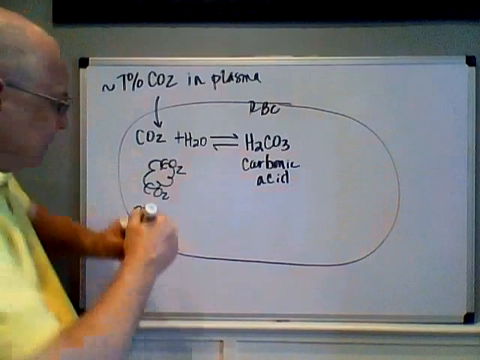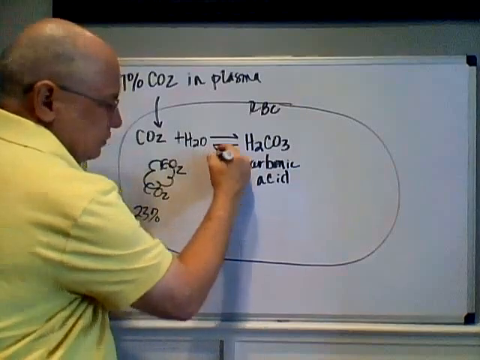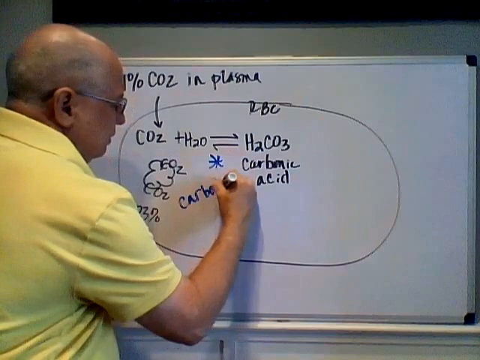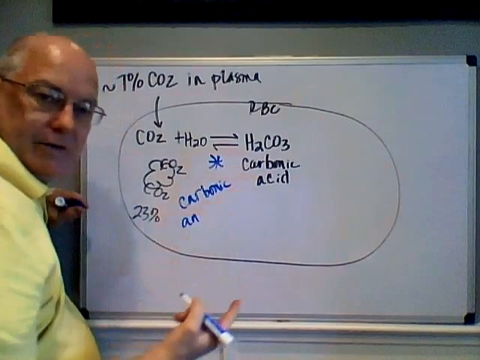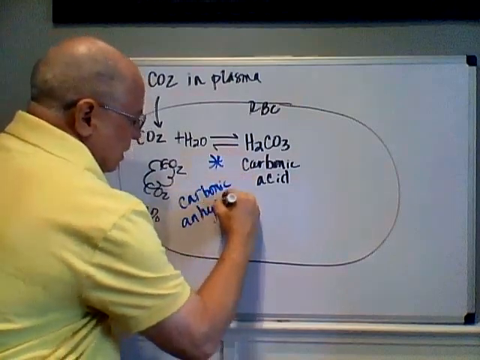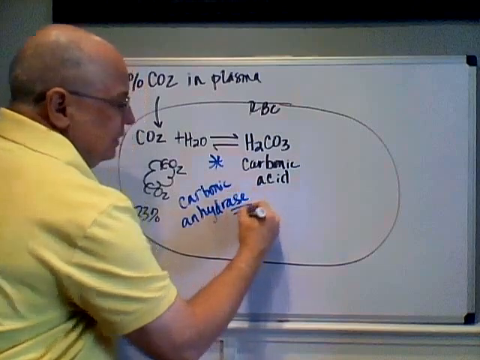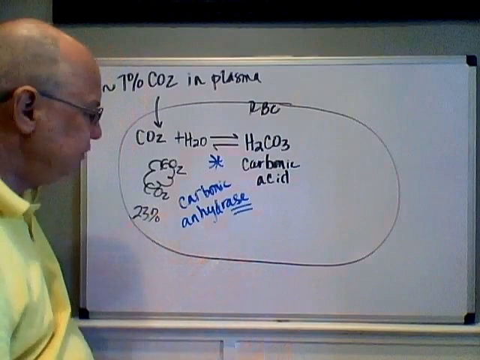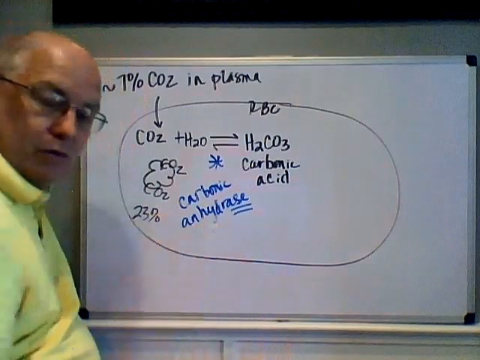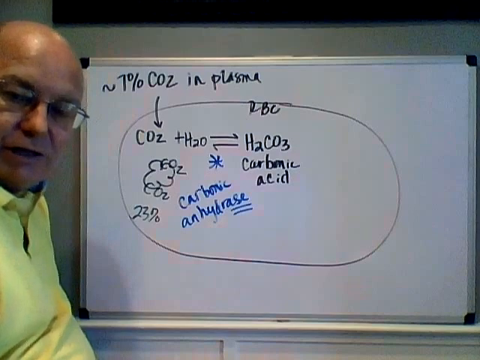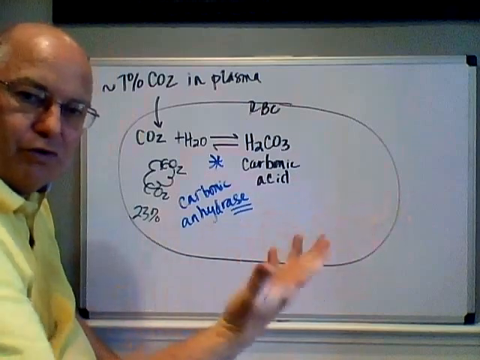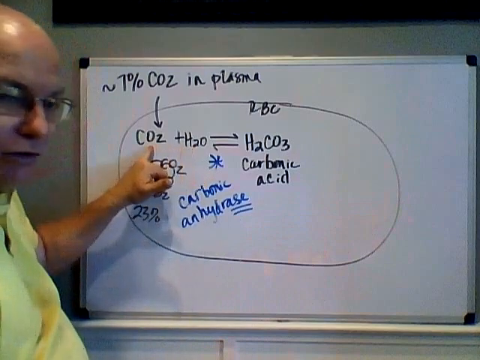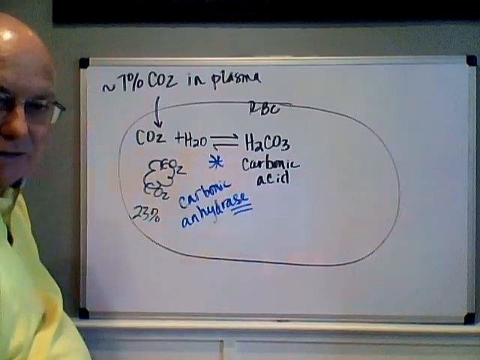And the enzyme that's right here is called carbonic anhydrase. You should know that ASE at the end of any word means it's an enzyme, a protein with some kind of biochemical function. Anhydrase means to not water things. Anything that's anhydrous has the water removed. So carbonic anhydrase takes water, combines it with CO2, and forms carbonic acid.